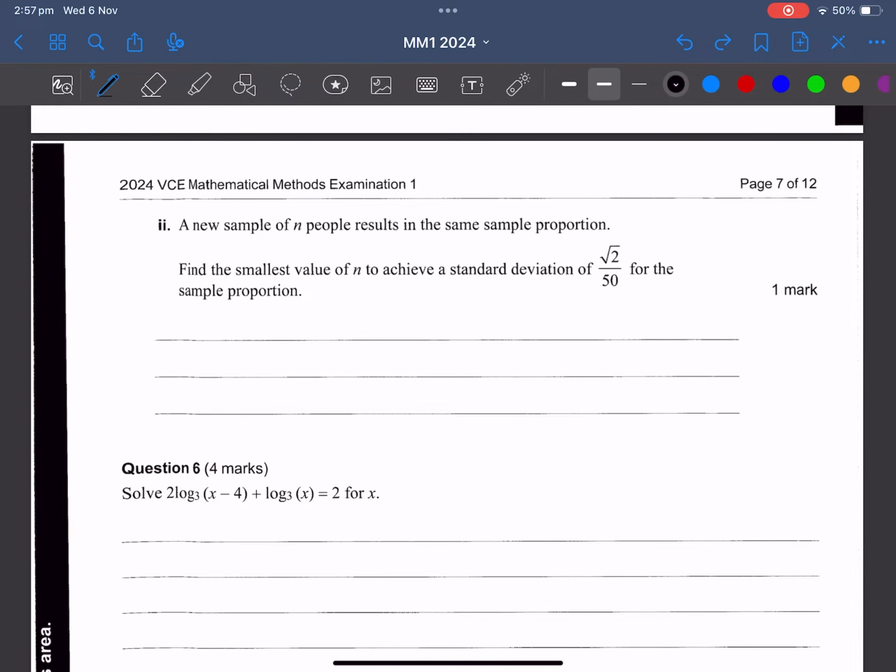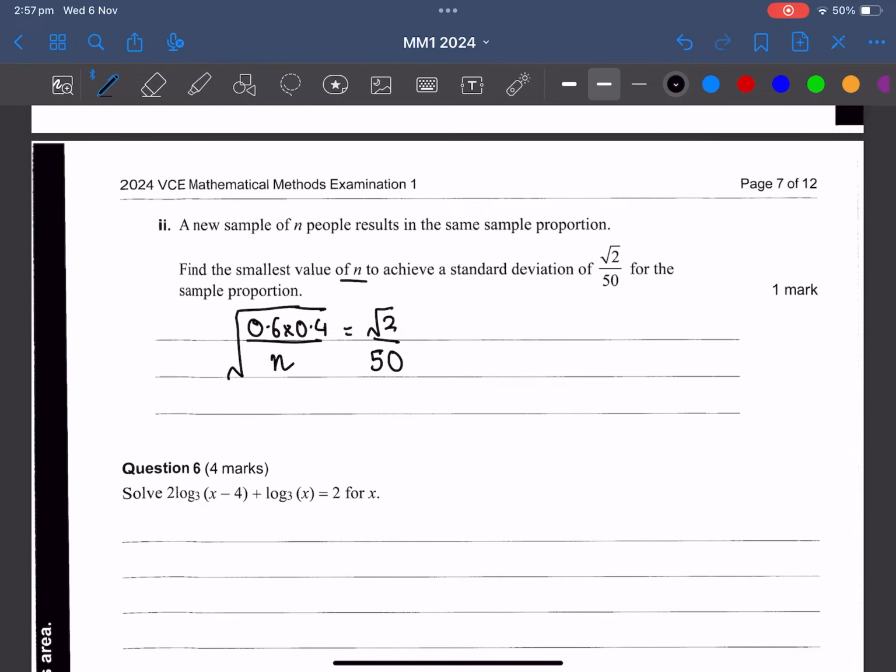A new sample of n people results in the same sample proportion. Find the smallest value of n to achieve a standard deviation of root 2 on 50 for the sample proportion. Since we have a sample proportion, our standard deviation is going to be the square root of 0.6 times 0.4 over n. We don't have the number of samples, we have to find that out so that we can have a standard deviation of root 2 on 50.